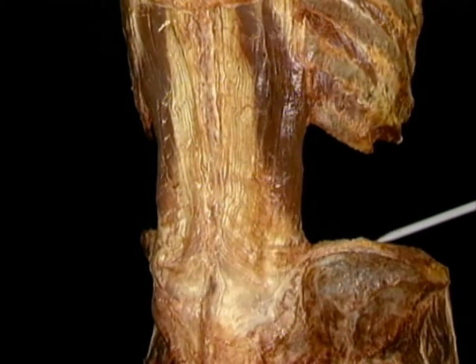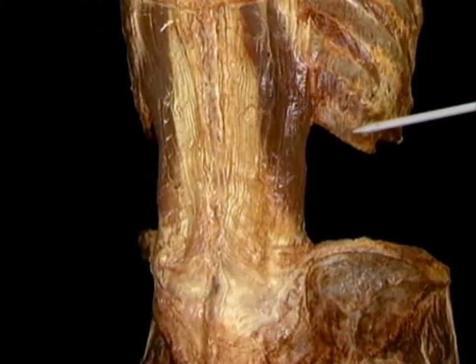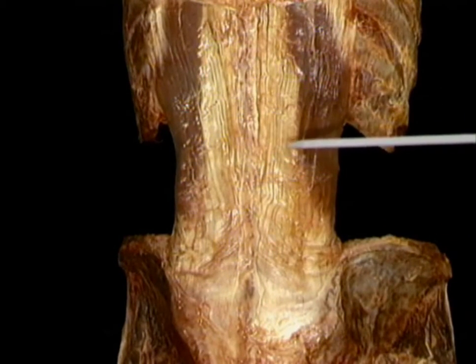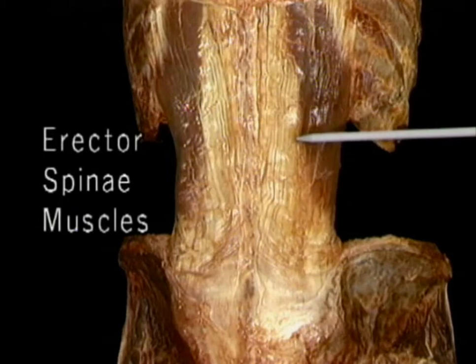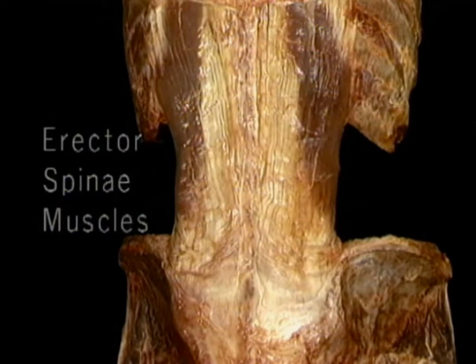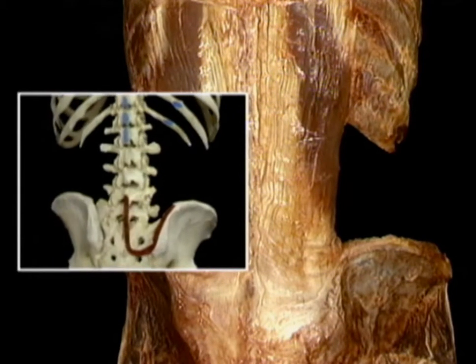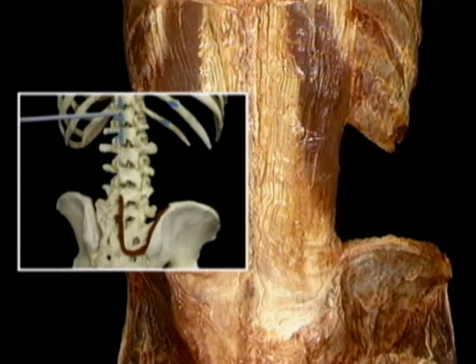Here's the iliac crest, here's the 12th rib, here's the midline. Here are the muscles known collectively as the Erector spinae. We looked at them in the first section of this tape. They arise from the sacrum and from this part of the iliac crest. They're inserted on the thoracic vertebrae and on the backs of the ribs.